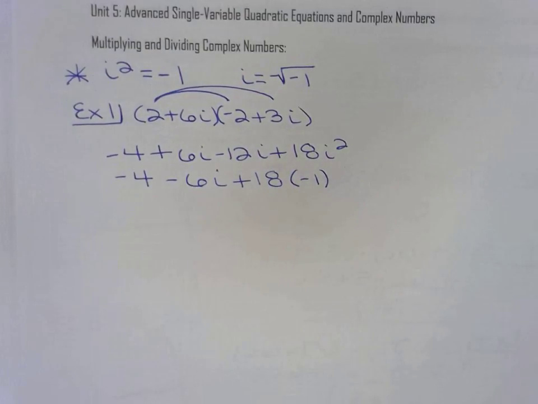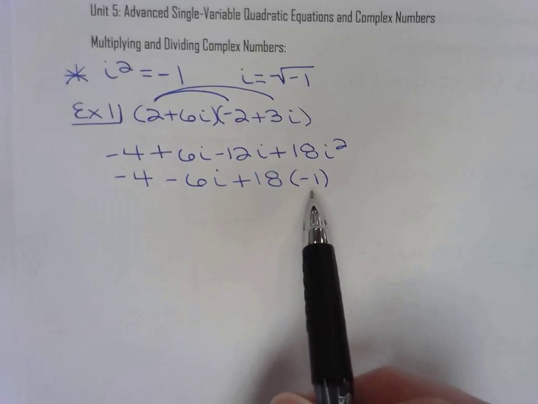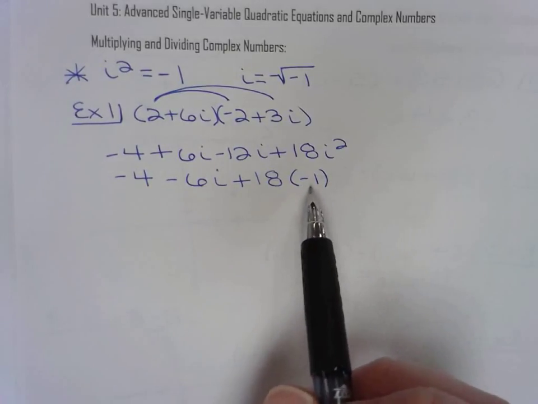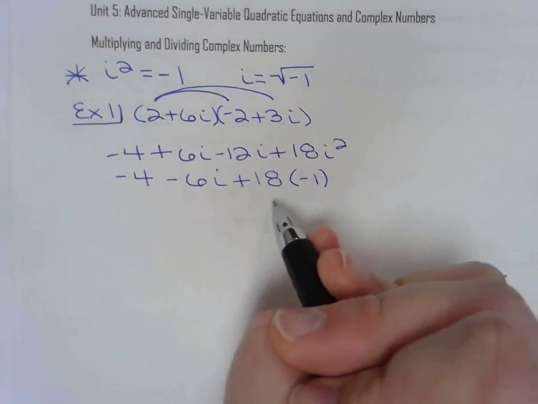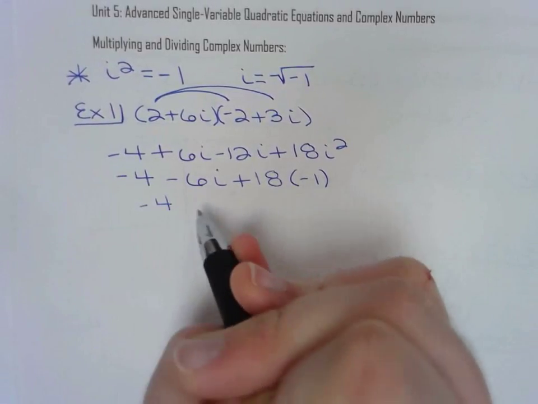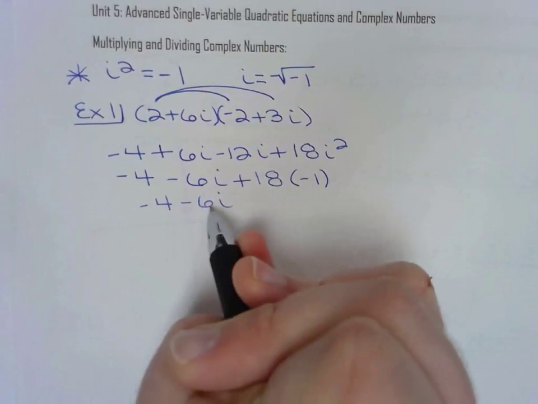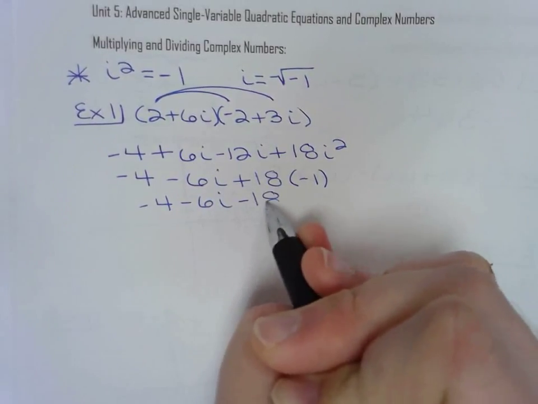Is there such a thing as an i to the inverse? We'll deal with that maybe eventually, but we're not going to deal with it today. No, you're good. So anytime you get an i squared, make it a negative 1. So 18 times negative 1 makes it a negative 18. So I have negative 4 minus 6i minus 18.